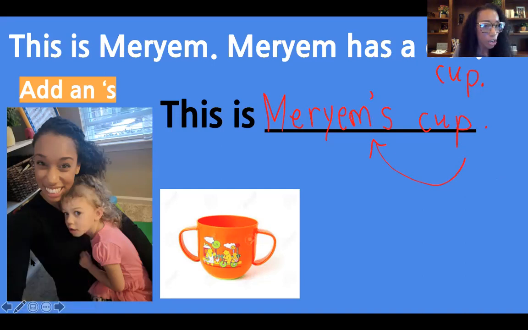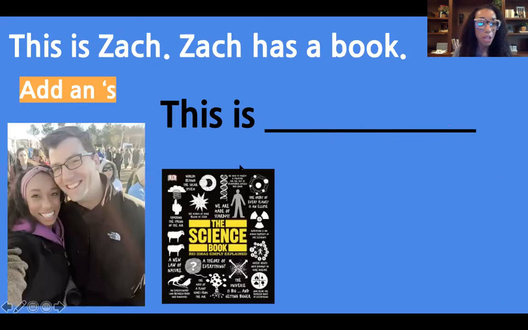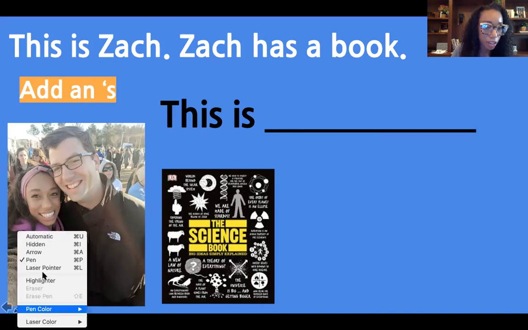Okay, let's do another one. As always, pause the video if you're not finished writing, and then you can unpause when you're ready to move on. So this is Zach right here. This is me, obviously, and this is my husband, Zach. Zach has a book. You can see he has a science book. Mr. Maury is a doctor, so he loves to read all about science. So how would we write, this is Zach's book? How would we show that this book belongs to Zach? Okay, I'm going to pick a different color here. While you're thinking, let me choose a different color. Okay, I'm going to choose black.